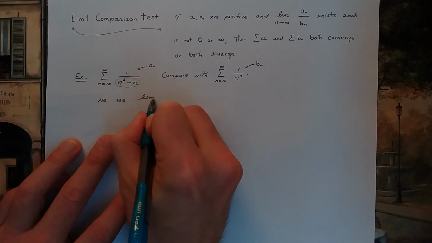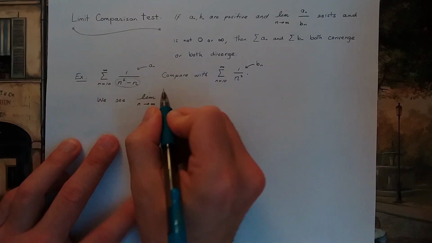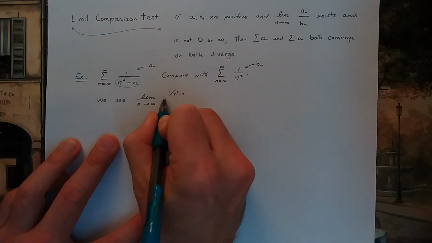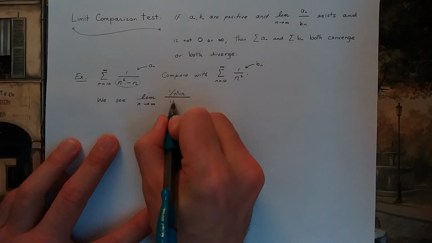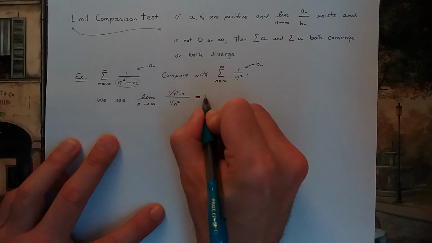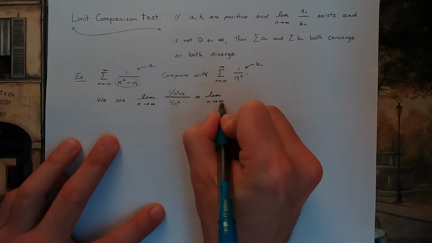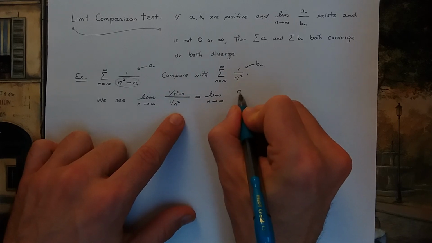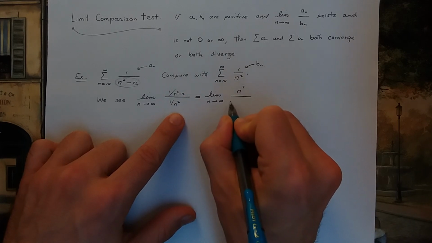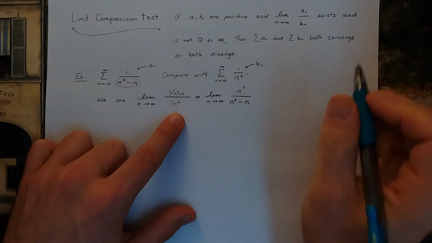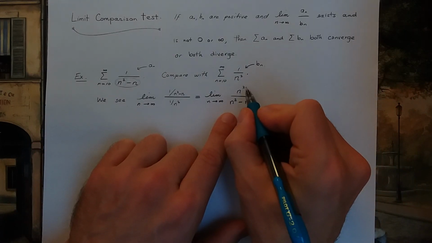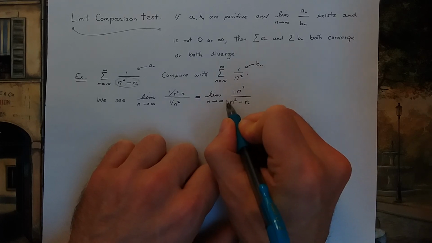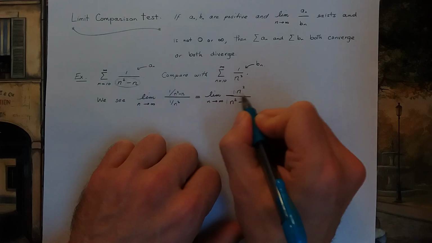Okay, so we see the limit as n goes to infinity. I'm going to take my a_n, 1 over n squared minus n, and divide by b_n, 1 over n squared. I don't like fractions within fractions, so let me simplify that. If you simplify, you'll get n squared over n squared minus n. Now, this is a polynomial divided by a polynomial.